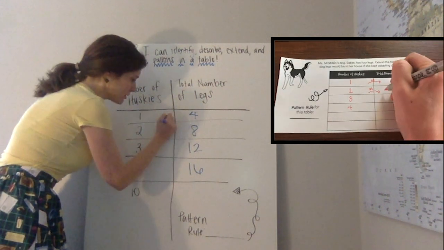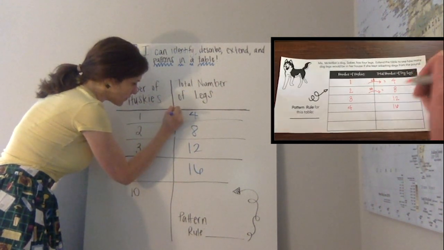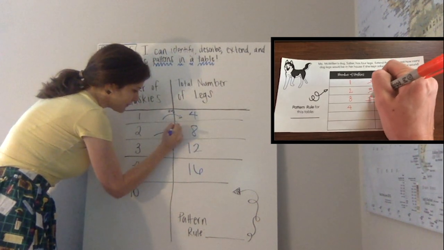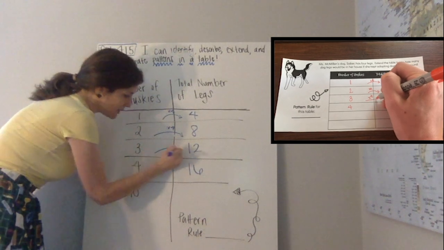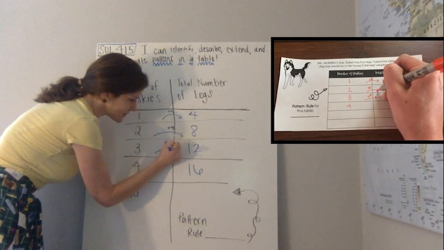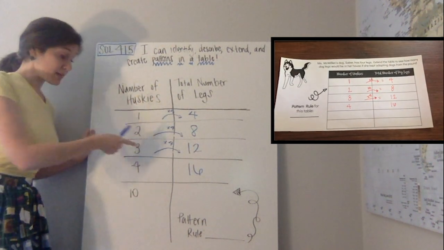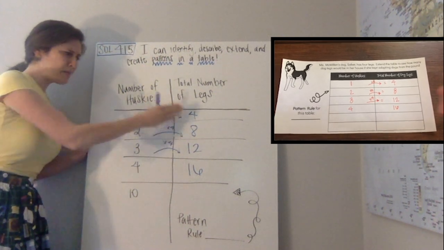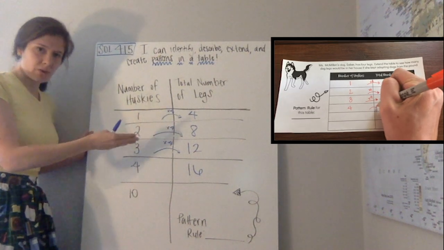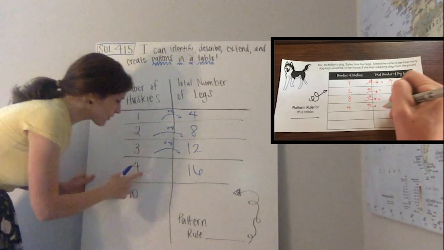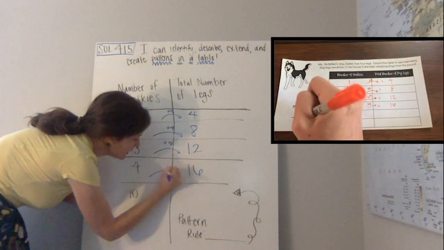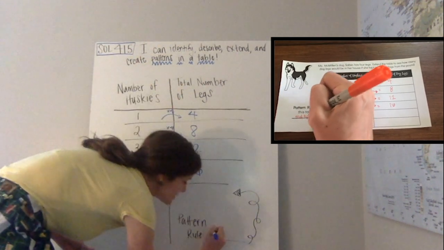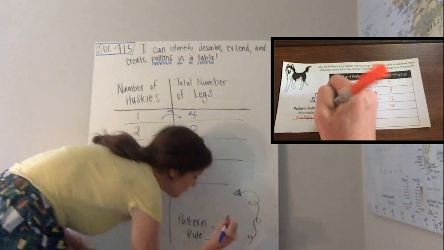This could work. So 1 times 4 is 4. 2 multiplied by 4 is 8. 3 times 4 gives us a product of 12. Notice that as a mathematician, I'm going to continue to apply my pattern rule to my entire table. I'm never just going to stop after my first 1 or 2 because I want to make sure it works. 4 times 4 is 16. So we know my pattern rule is to multiply by 4.